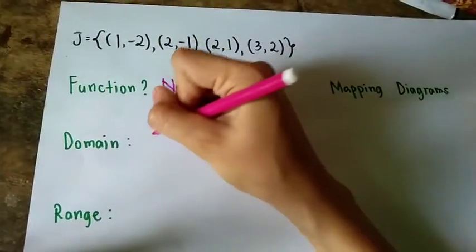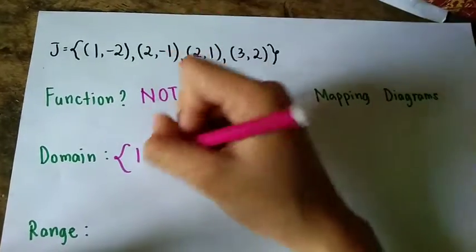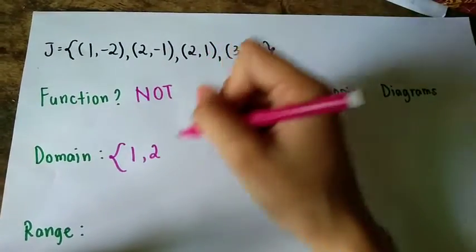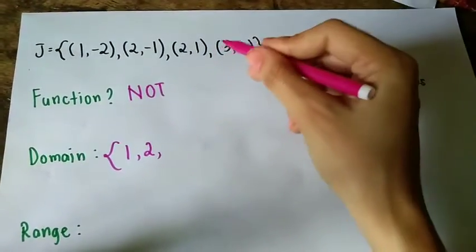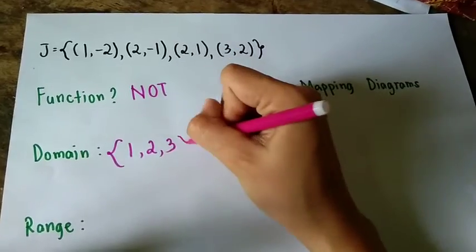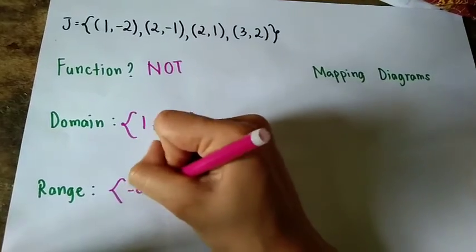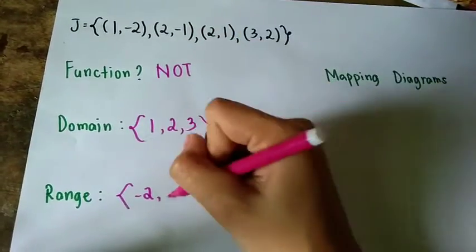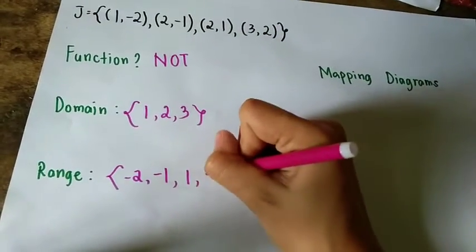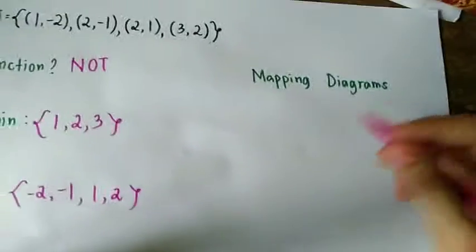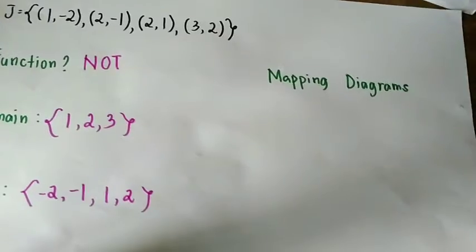So, what are the domains? So, 1, 2, 2. Remember, we're just gonna write it once. 3. And our range are -2, -1, 1, and 2. So now, we're going to represent the relation by mapping diagrams.